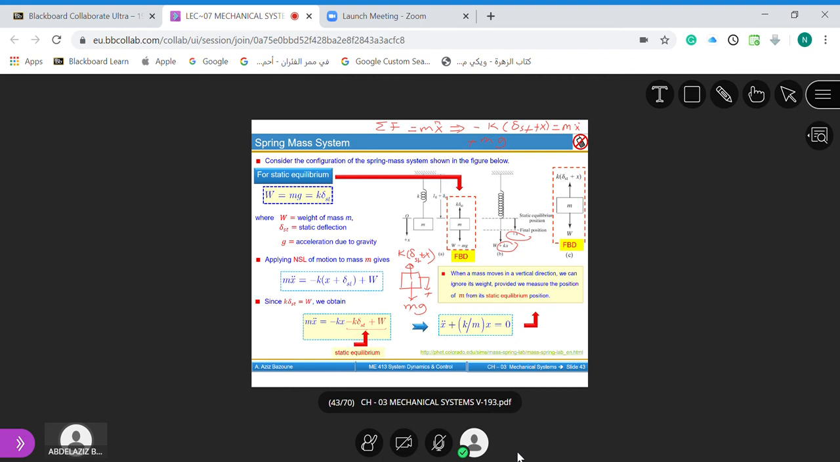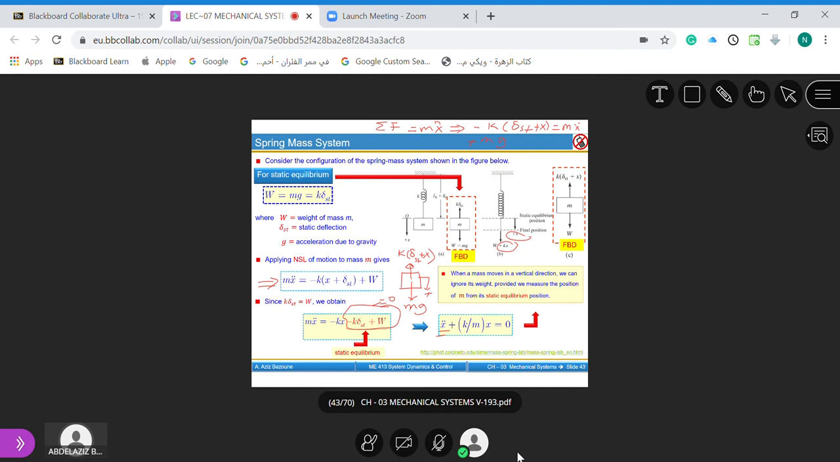Now I will arrange this equation. I will get minus k x, plus minus k delta static plus mg, which is the weight. But remember, Shabab, this equation, minus k delta static plus mg is equal to zero. We found it from the beginning; we said that this is called the static equilibrium condition. If this term is equal to zero, static equilibrium, I will end up with this equation, x double dot plus k over m x is equal to zero. And this is your equation of motion.